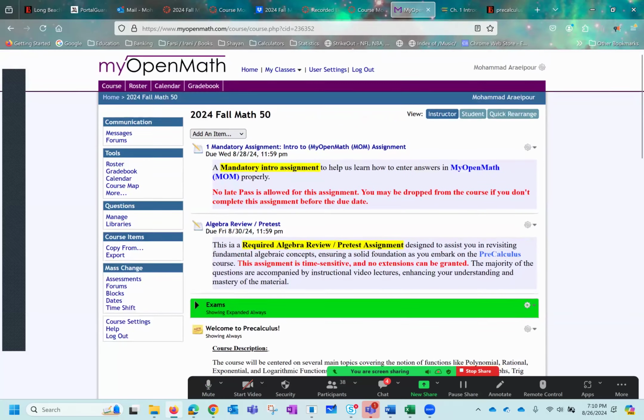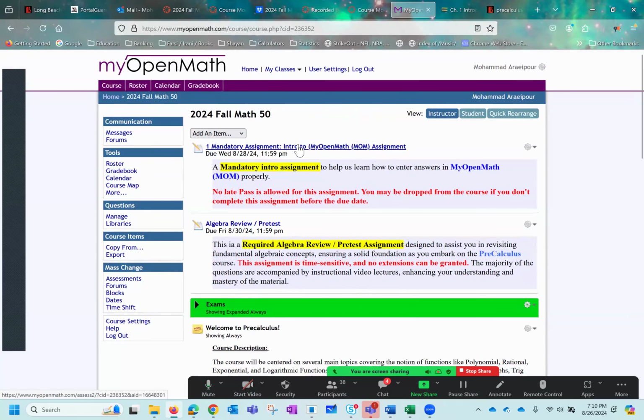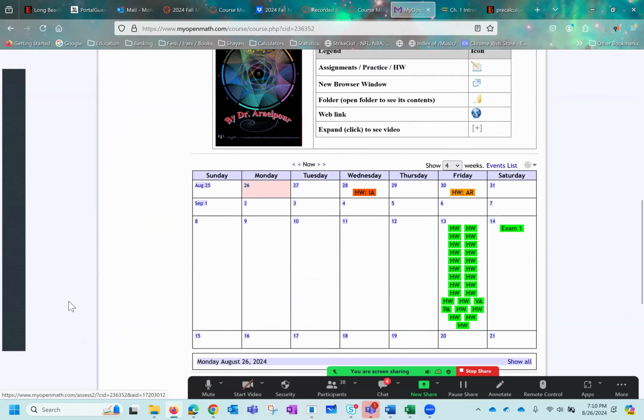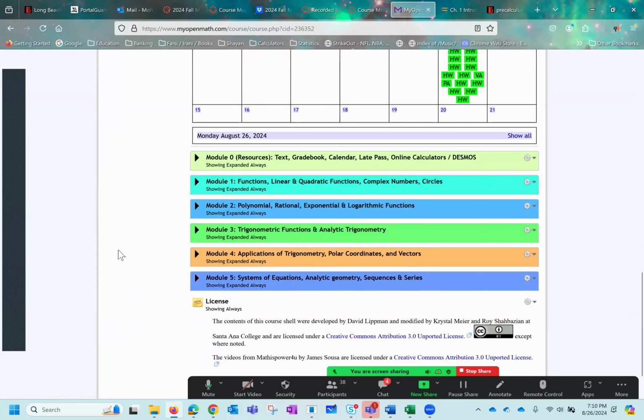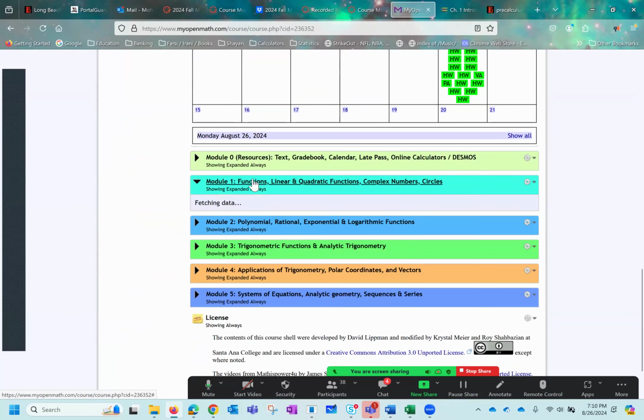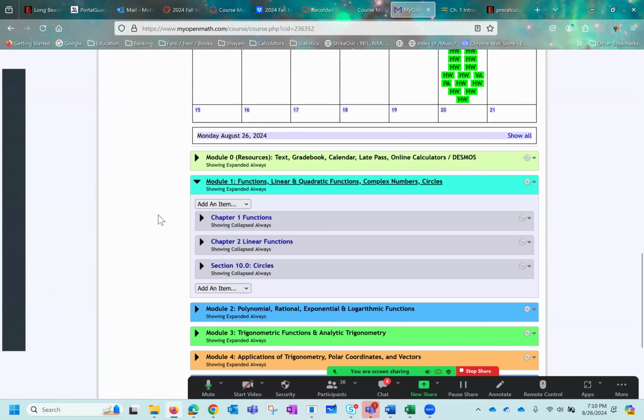So again, the first one is done so we know how My Open Math works. The second one works out so we know that we have enough background and prior knowledge of mathematics to continue. Our work starts with module 1 in essence. What do we find under module 1? We find the chapters that are covered.